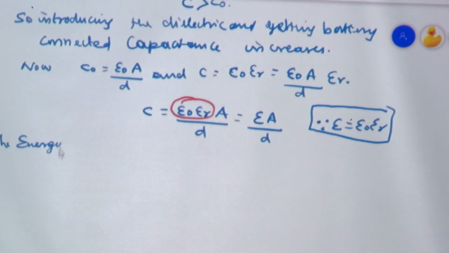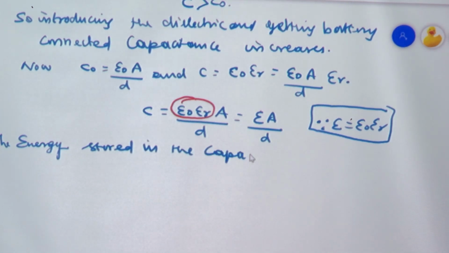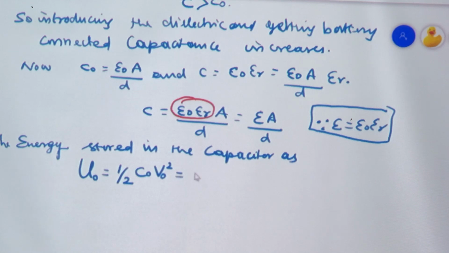We know the energy stored in the capacitor. Energy should be given in terms of epsilon. When no dielectric is introduced, it is epsilon 0. Here I am using half into C0 into V0 square, which is equal to half into Q0 square divided by C.